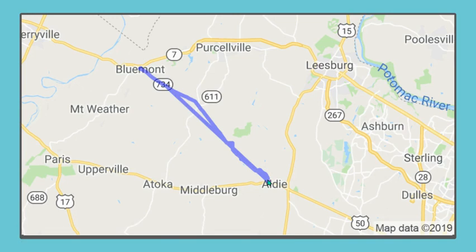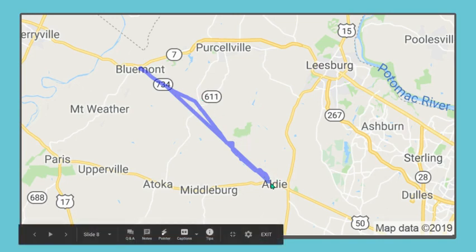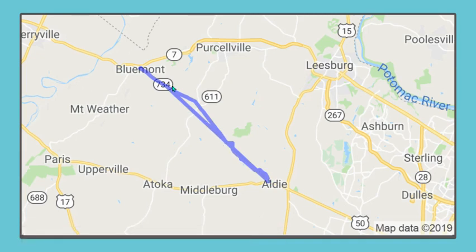So on this map, if you look at the purple line, this is the route that someone took to get to Bluemont. So they started at Aldie and they drove all the way up this road to get to Bluemont. And once they got there, they turned around and drove back home. So if you look at this purple line, that's how this person drove and got to Bluemont. Oh, we can even see the Potomac River right here.